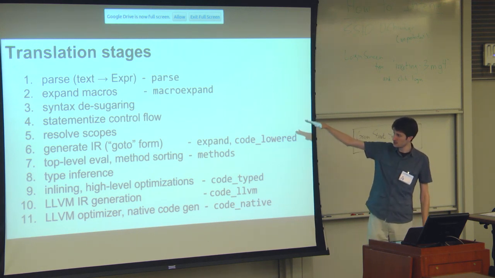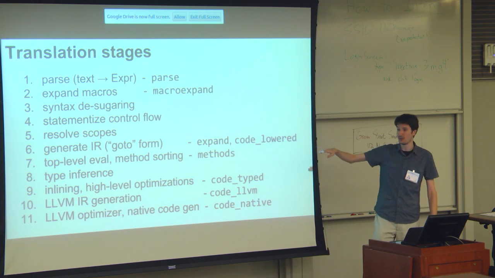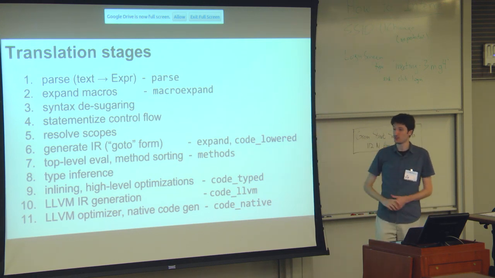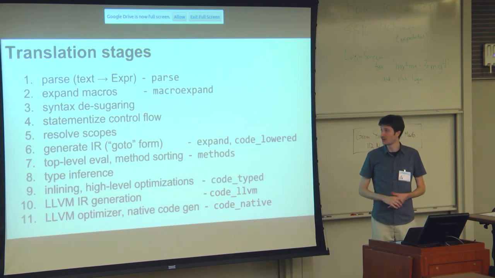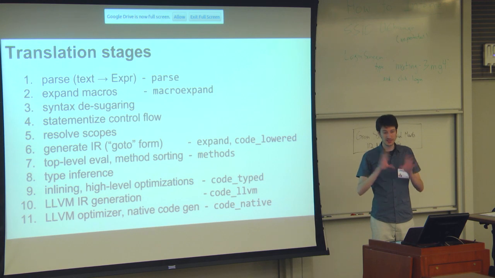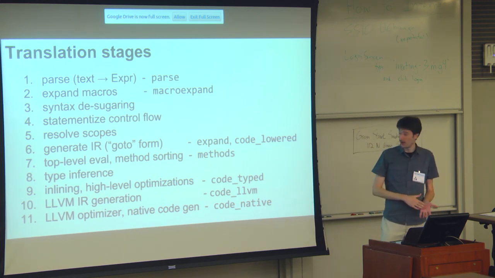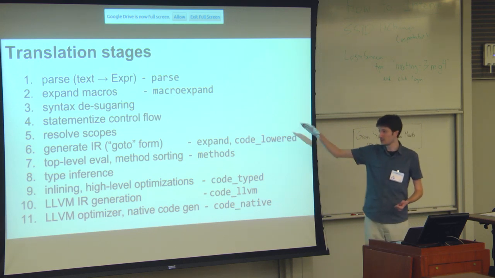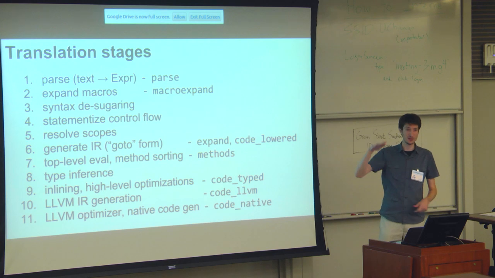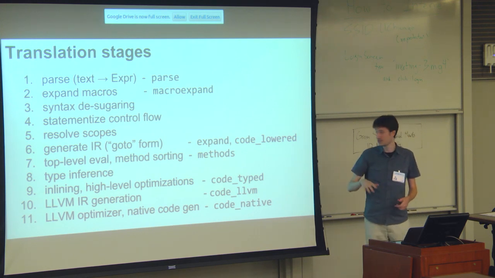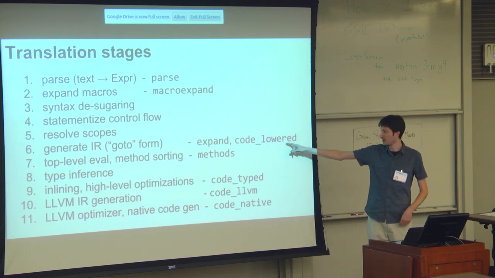Then steps 3 through 6 are really done all at once. There isn't any separate visibility into those steps because they're done together. That's basically lowering, steps that move the fancy syntax into something very simple and straightforward. I'll show exactly how and why that works in a moment. Eventually this spits out something that has basically just very simple statements, assignments, function calls, and branches. You can see that by looking at code_lowered.